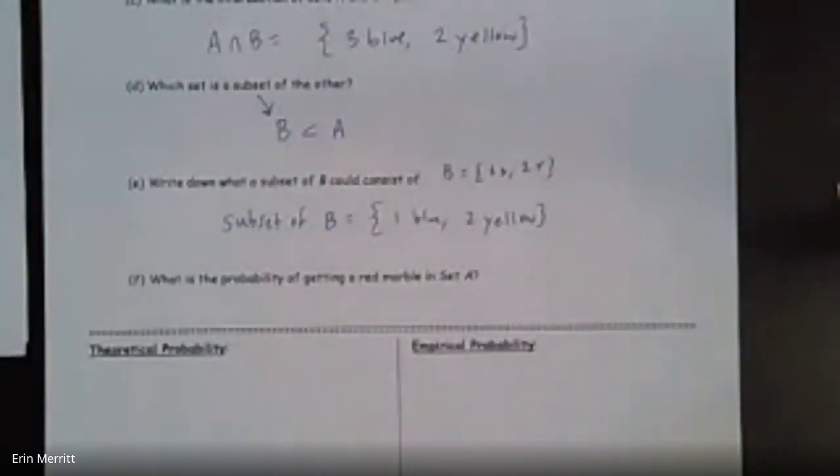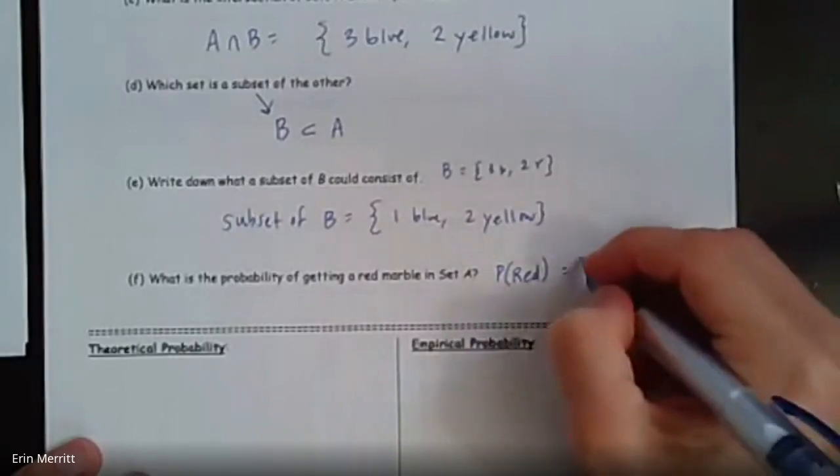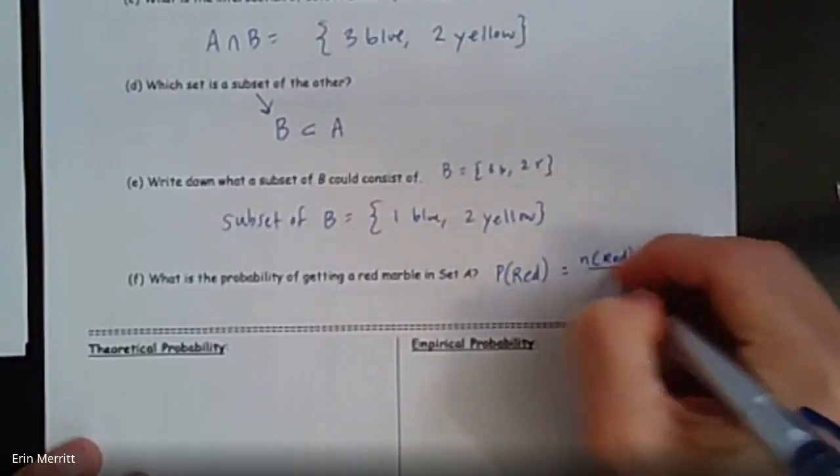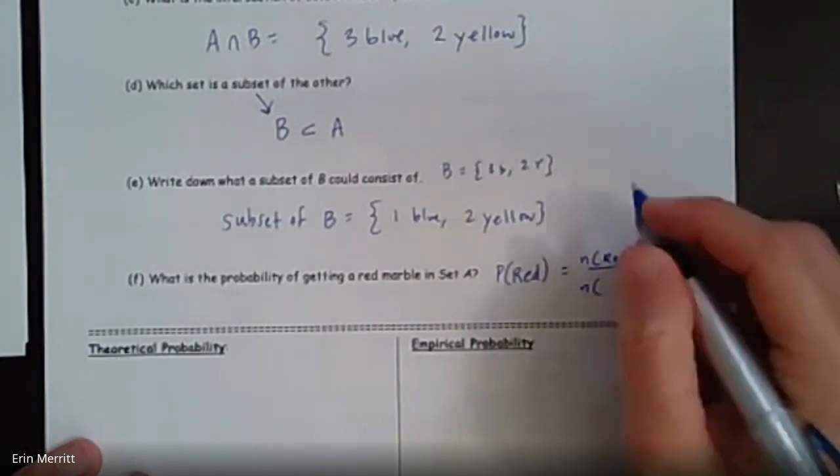Last part. What's the probability of getting a red marble in set A? Okay, so let's think about it in terms of the definition. Probability of red would be the number of red marbles out of the number in the total sample.